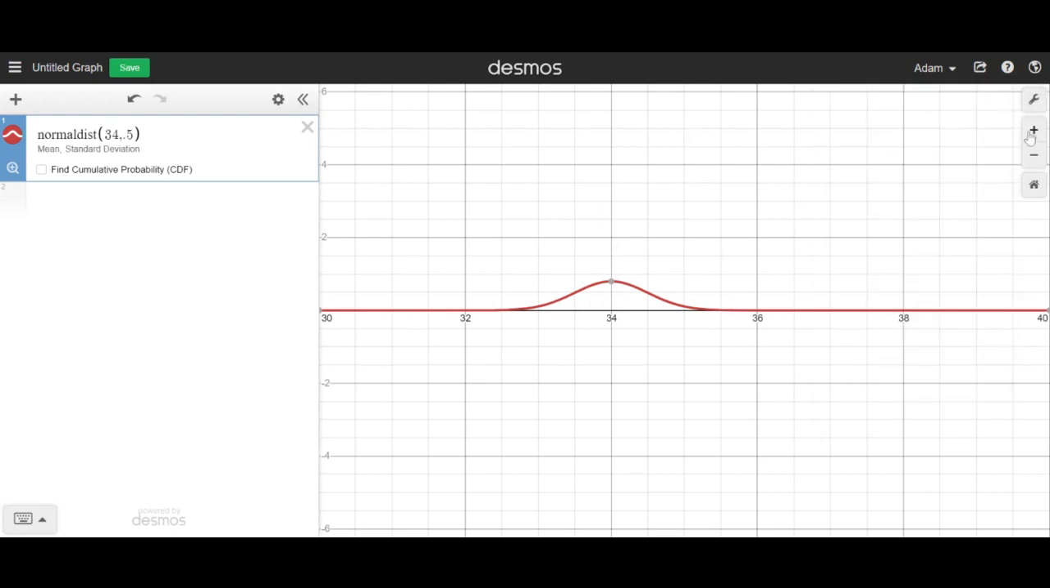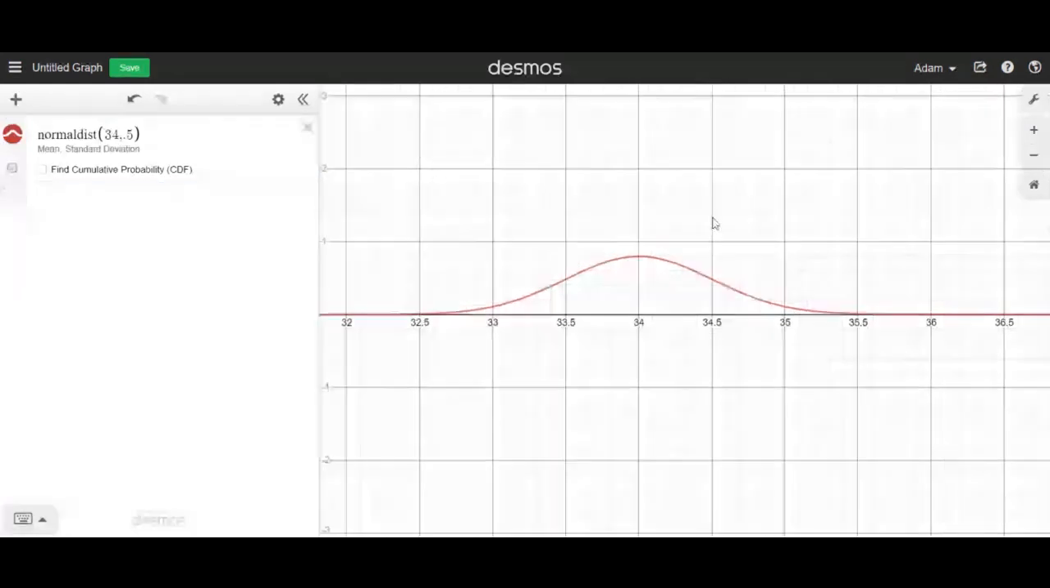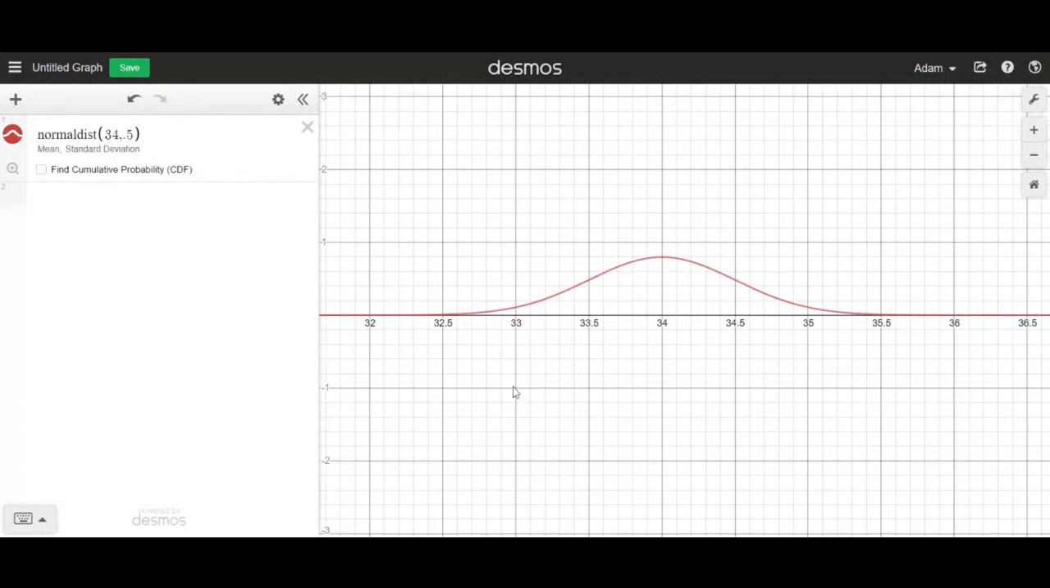You can also zoom in like this. Click on the zoom in button, like so. I'm clicking and holding to drag it. So we have our graph here. Now that's when the standard deviation's a half. If you clicked on the Find CDF, you would get this. But again, we're going to deal with that on Thursday.